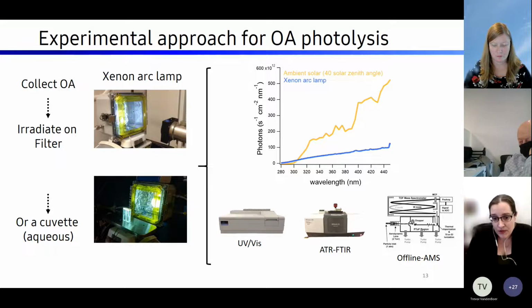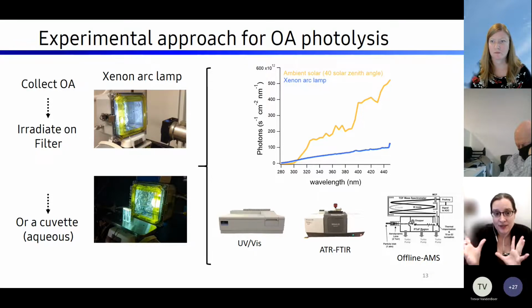And also because we're using filters, we have a pretty big range of different techniques that we can apply to these to get more chemical detail on what's happening in the sample. So we have a UV vis and ATR, FTIR that we can look at. We can also take this and look at it by re-nebulizing it into an aerosol mass spectrometer. So I'll call this offline aerosol mass spectrometry. And we have an Orbitrap mass spectrometer as well that we can use to look at these data sets.